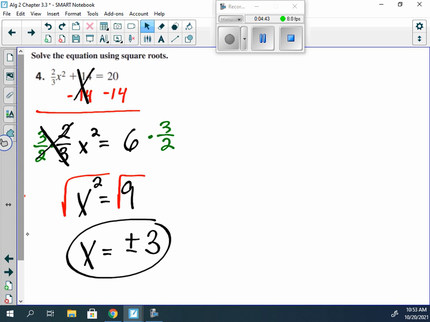Because what are the answers? Positive or negative 3. Those are whole numbers, yes? So we could have graphed this one, got it equal to 0 and graphed it, and it would have given us the answer. But we could have done it this way as well.